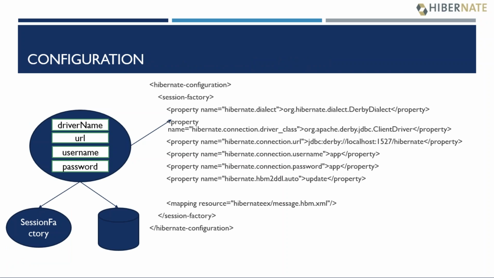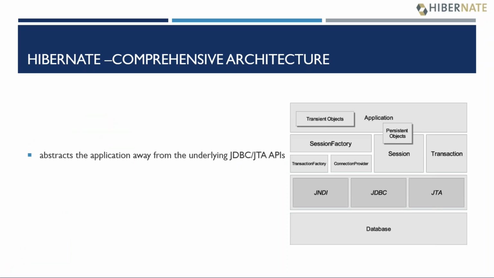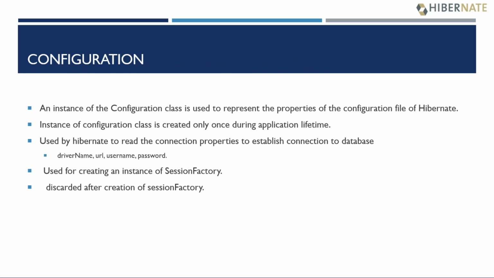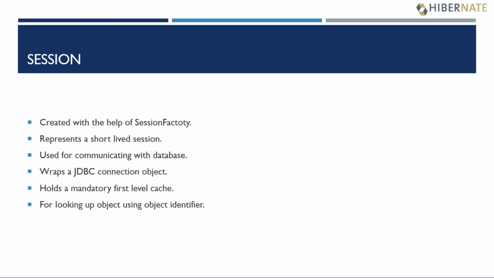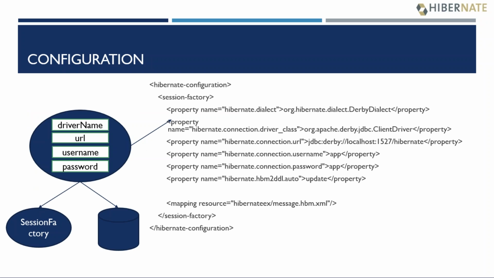So configuration. Now as we said, first you need to configure the application. In order to configure the application, we have a class that is called configuration itself. In the configuration class, you will use your driver name. You need to provide the URL, the username, and the password. These are the configuration elements you need to provide to the configuration class.